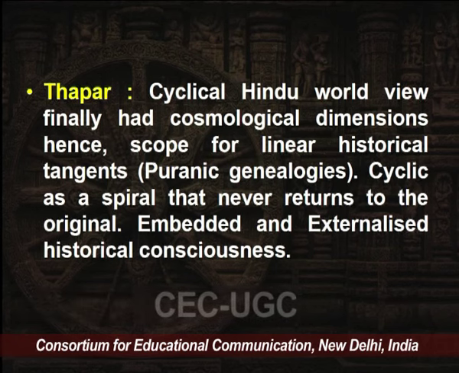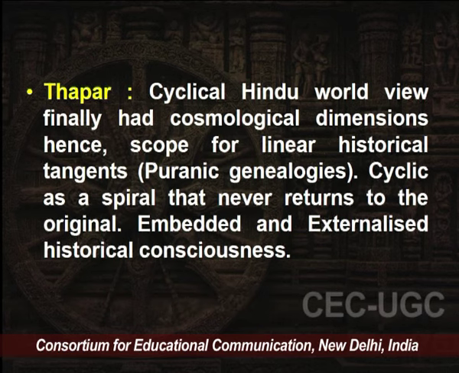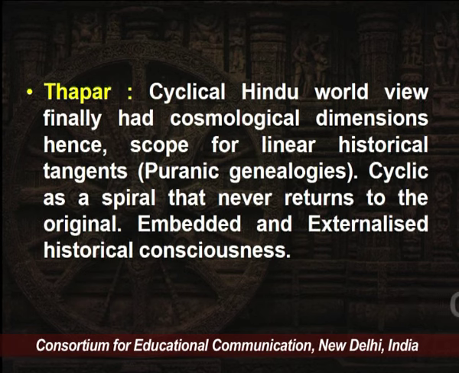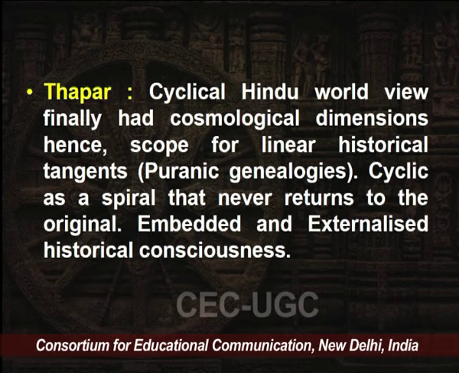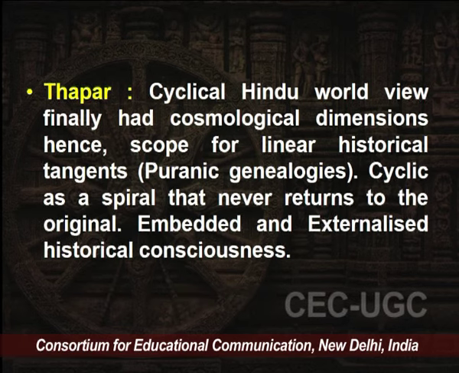So, there are very many linear tangents that the British did not look at, and simply lumped it all together as cyclic and hence ahistorical and so forth. Further, she also says that cyclic also appears as some kind of a spiral that never returns to the original. Now, this is interesting: it is one thing to look at things in a cyclic way, but if you look at things in a spiral way, then there is a direction.